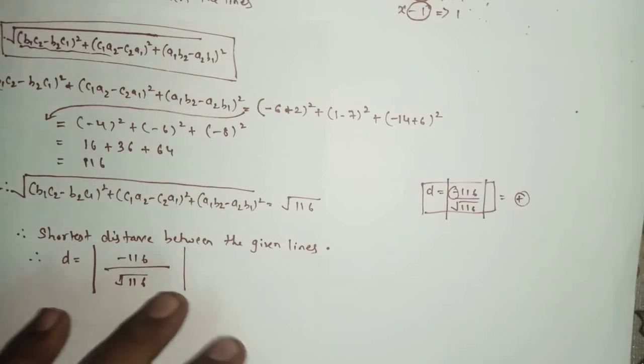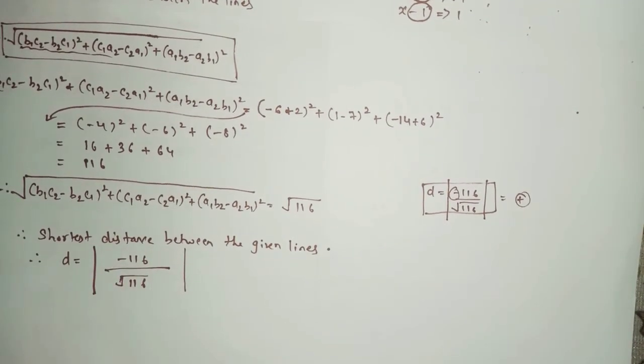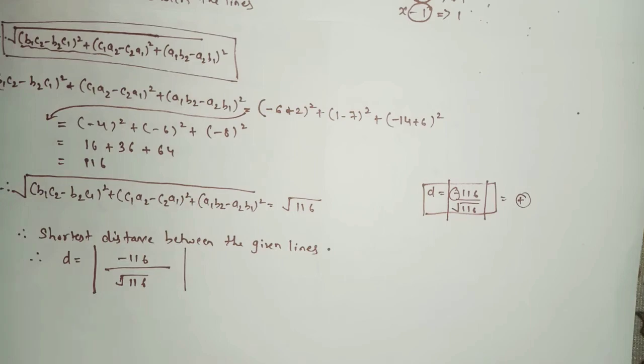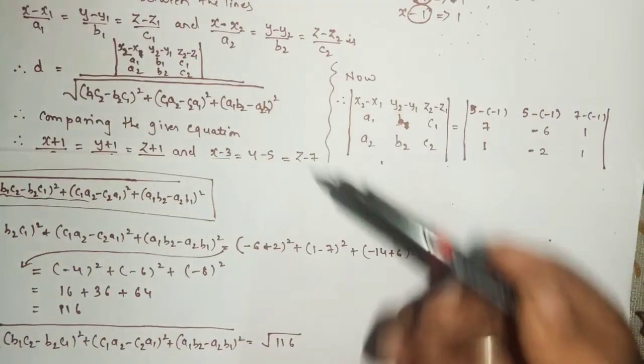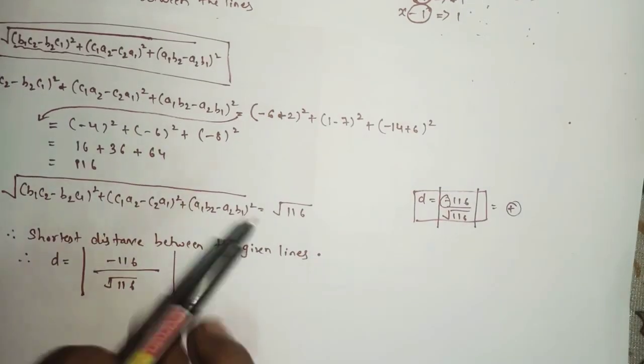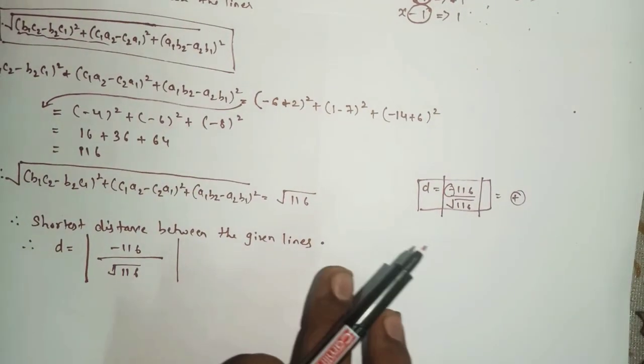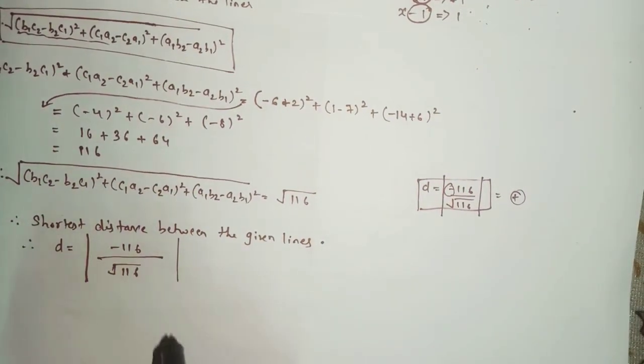So whenever you have to find the shortest distance, whenever they use the word distance, see to it that the distance cannot be negative. So that's why I wrote the formula inside the mod. In the first step itself, if you want to show the formula inside the mod, you can show it, or else here you can write the shortest distance between the given lines, and then you can substitute the values inside the mod.